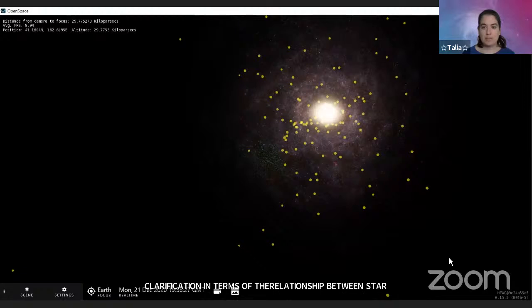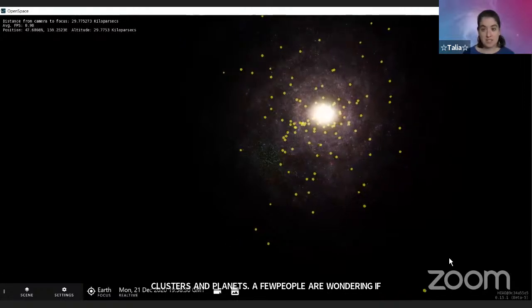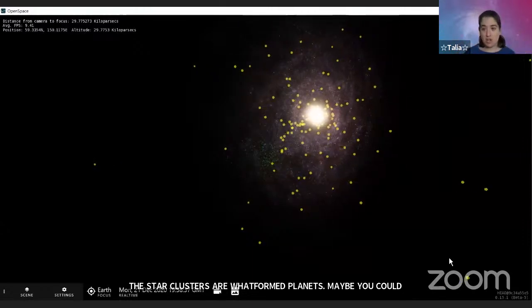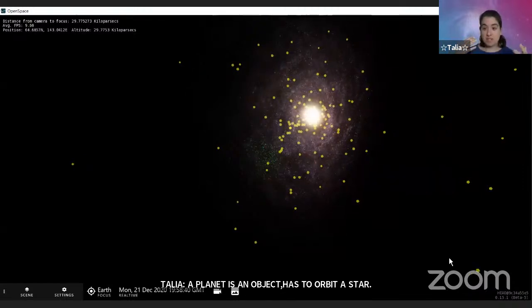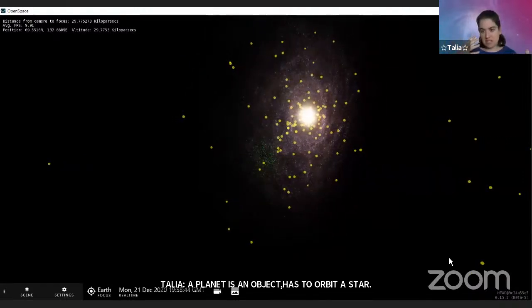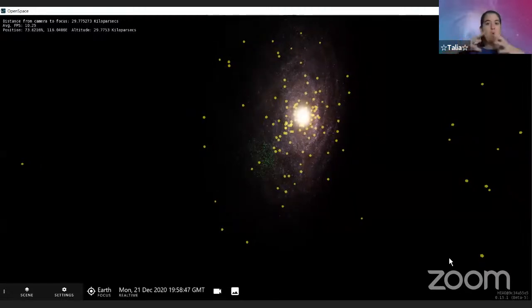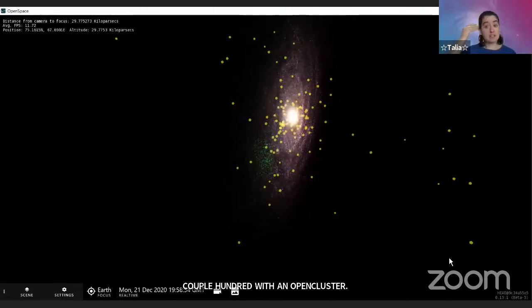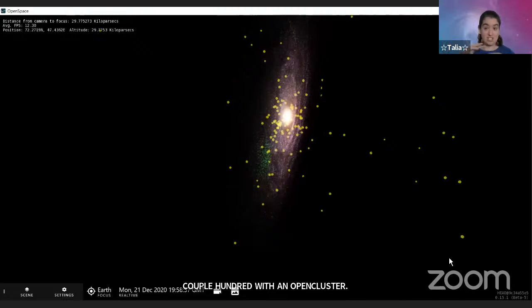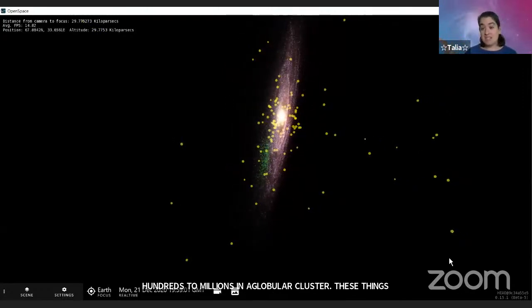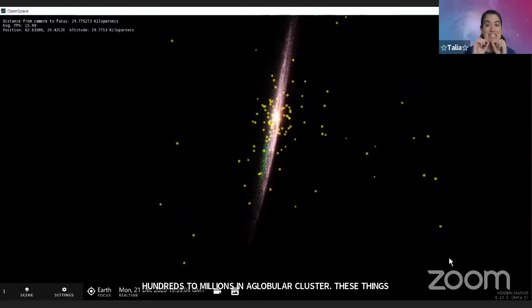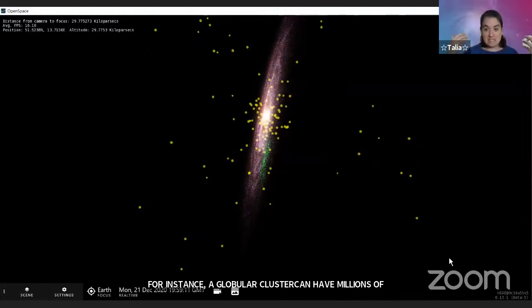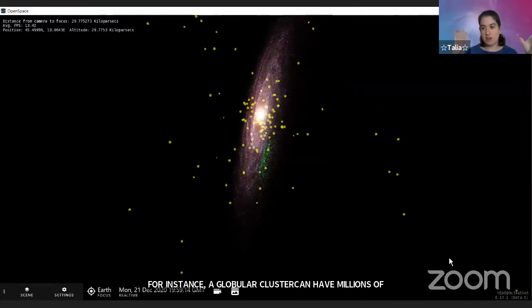Yes. So a planet is something that has to orbit a star. A star cluster is many, many stars. A couple dozen to maybe 100 in an open cluster, hundreds to millions in a globular cluster. So these things are way bigger than a planet. For instance, a globular cluster can have millions of times the mass of our sun in it, just in stars, whereas a planet is going to be smaller than our sun. So a planet is a tiny thing compared to a star even. And open clusters are also large groups of stars.